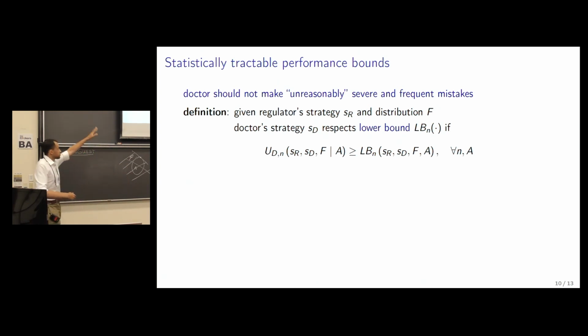Of course, we can define the lower bound to just be equal to the optimal payoff if you knew the true distribution, and then we would get the sort of standard Bayesian model. But if the lower bound is anything less than that, then we generalize the standard Bayesian model.